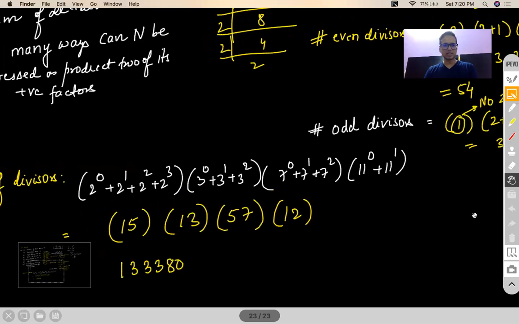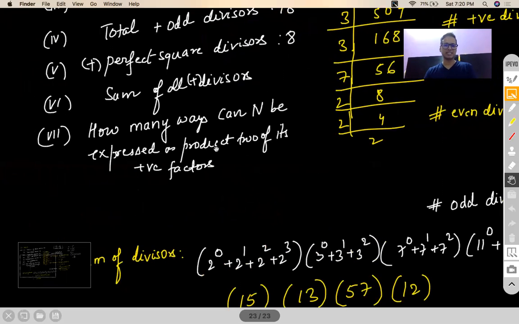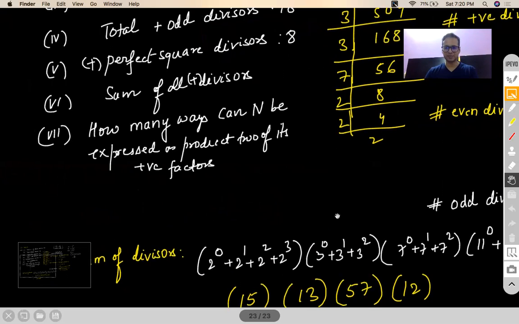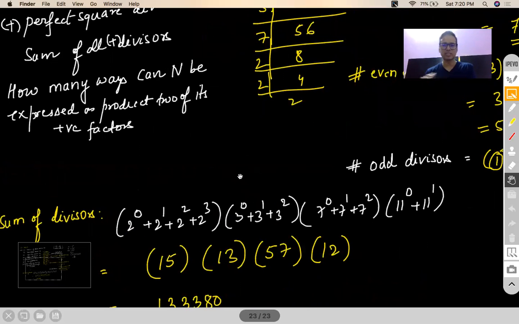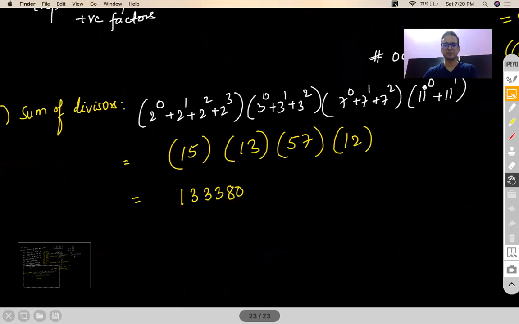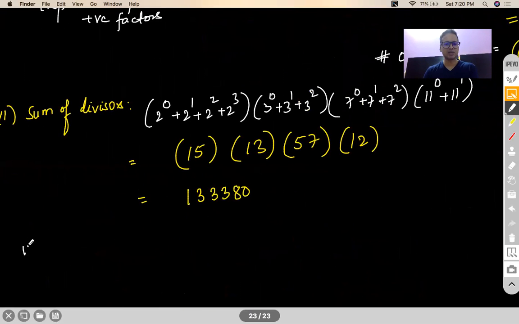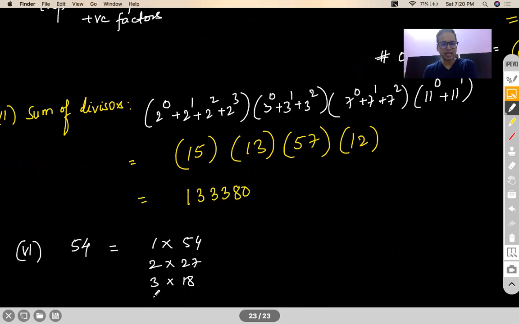Now comes the last part of the question. In how many ways can this be expressed as product of 2 of its factors? Now, try to understand this question. I'll take a simpler example. Let's say I ask how many ways can you express 54 as product of 2 of its factors. So you can say, I can write it as 1 into 54. I can write it as 2 into 27. I can write it as 3 into 18. I can write it as 6 into 9, right?